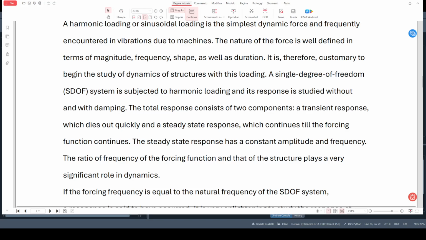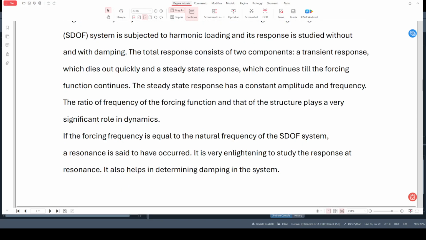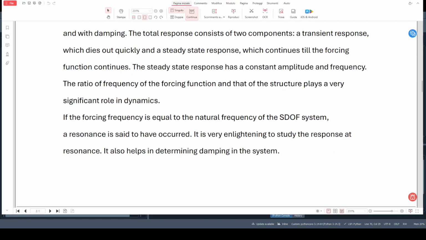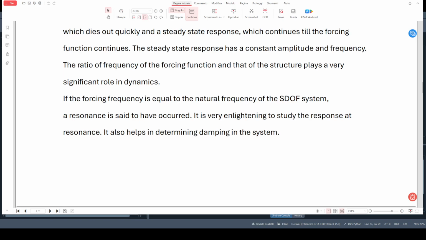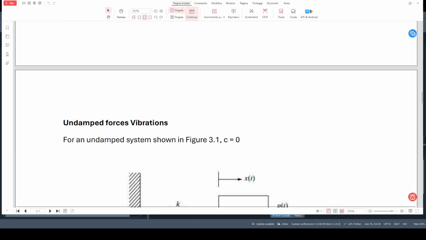The steady state response has a constant amplitude and frequency, and the ratio of the frequency of the forcing function to that of the structure plays a very significant role in dynamics. If the force frequency is equal to the natural frequency of the system, resonance is said to have occurred. It is very enlightening to study the response at resonance.